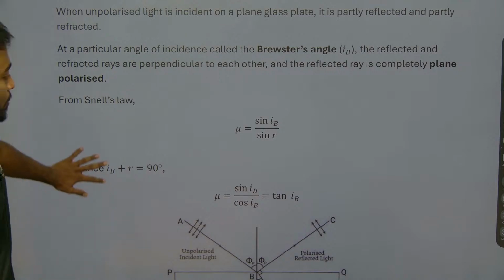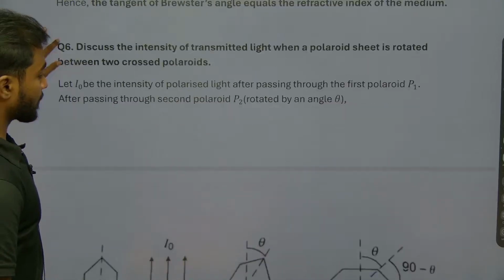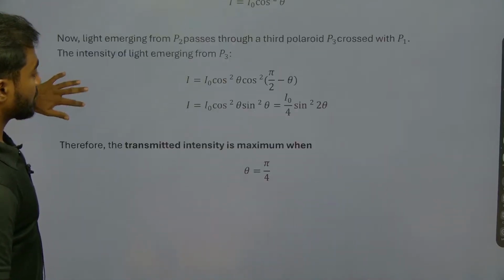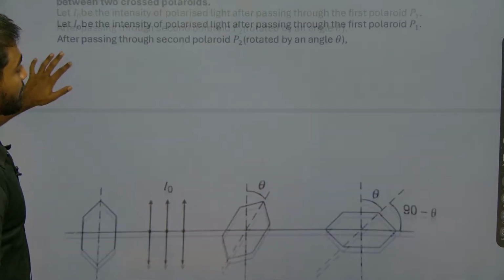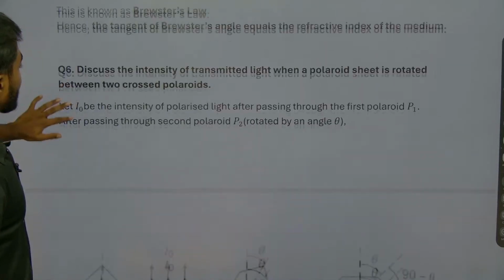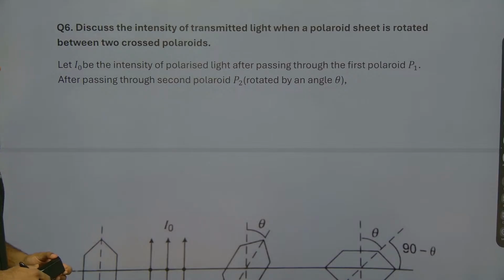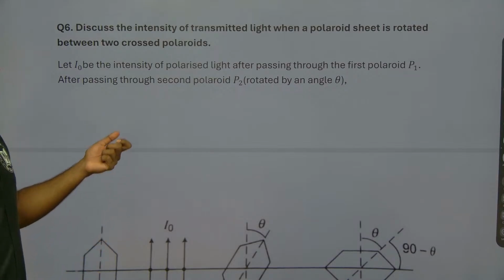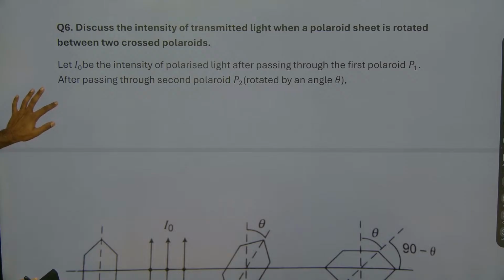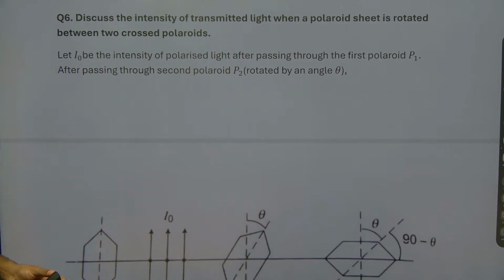Now we will go for the next question, which is the last question of this class. Discuss the intensity of transmitted light when a polarized sheet is rotated between two crossed polaroids.